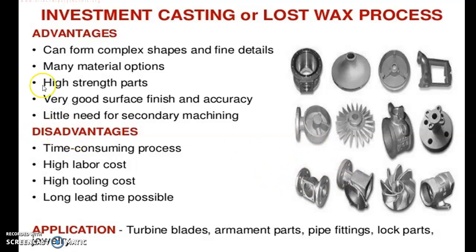So let us discuss the advantages. It can form complex shapes and fine details. There are many material options; we can do casting using various types of material. High strength parts, very good surface finish and accuracy, and little need for secondary machining. So these are the advantages, and let us discuss the disadvantages.